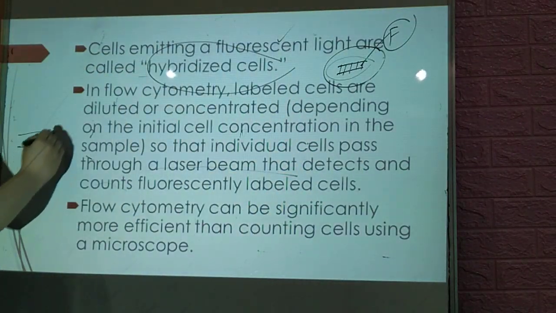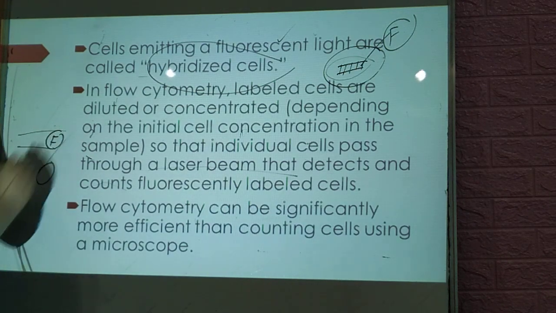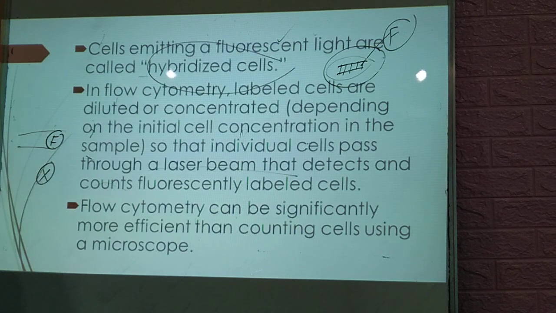So let's say, for example, we have here the laser beam. As the cells pass by, they will be counted, whether this one contains the fluor or this one does not contain the fluor. If it contains the fluor, there will be that specific type of counting that says yes, this is indeed a hybridized cell because it emitted fluorescence, therefore it is counted as one of the hybridized cells.